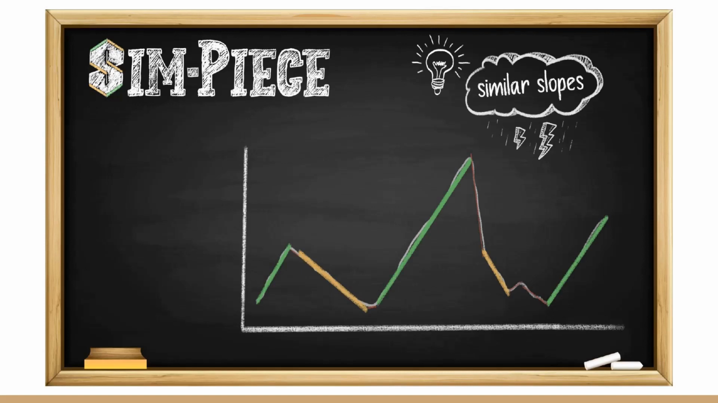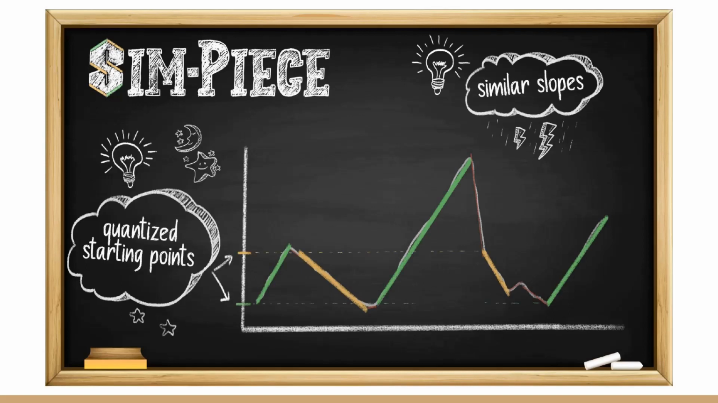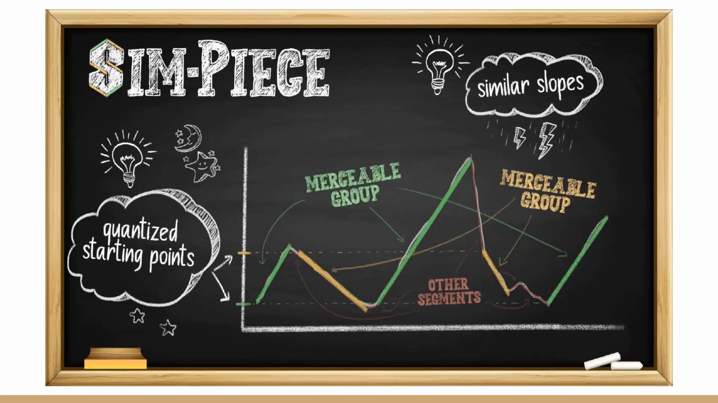To do so efficiently, however, we also want the segments to have identical starting points. So we quantize the starting point of each segment so that we come up with a limited number of discrete starting points that are within epsilon from the original value. By doing so, the 3 segments in green and the 2 segments in yellow color can be efficiently merged into 2 groups.